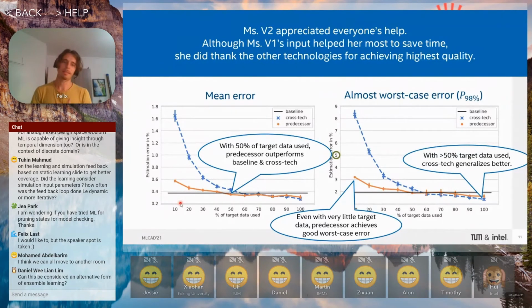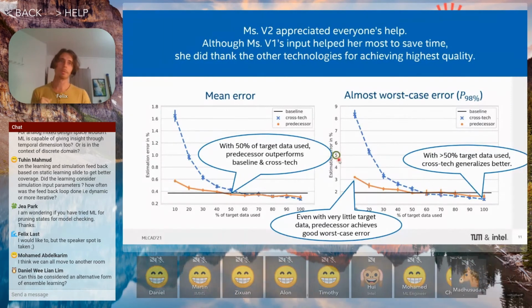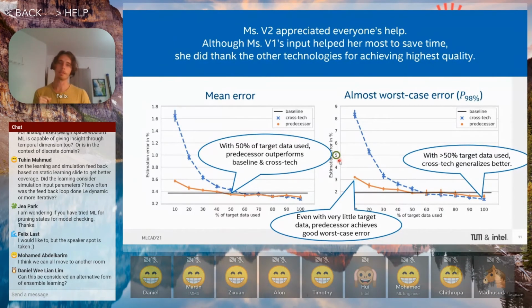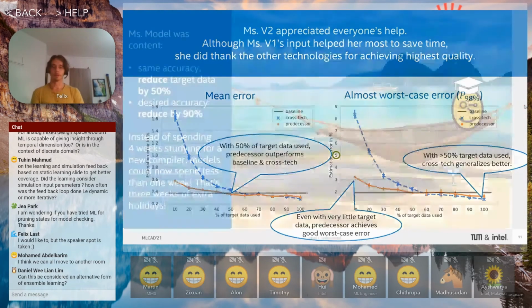But nevertheless, if we just consider the training data in absolute terms, for this one we used 13,000 data points. Then here we are able to reduce our training data in the target domain by 90%, down to 10%, meaning 1,300 observations only instead of 13,000, and we still outperform our target accuracy of 5% in 98% of the cases. And this is really what Ms. Model was hoping for all along. So she's very content now.